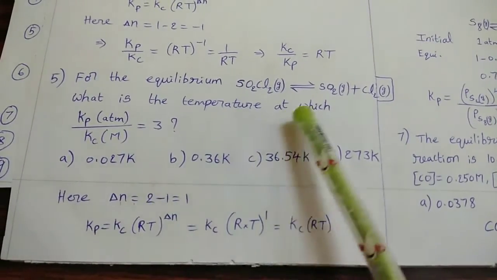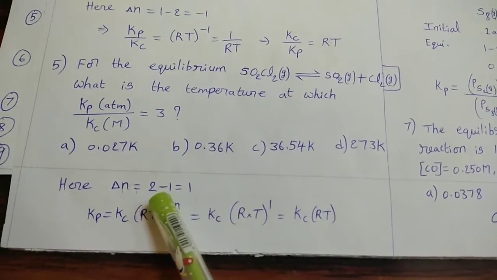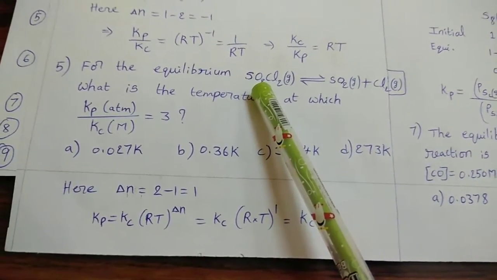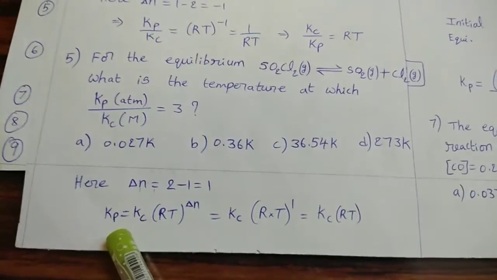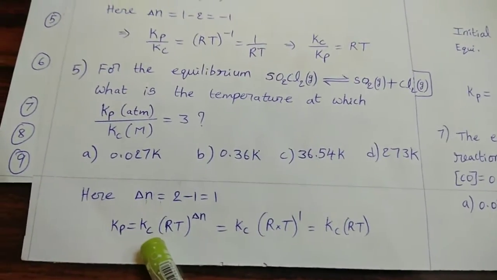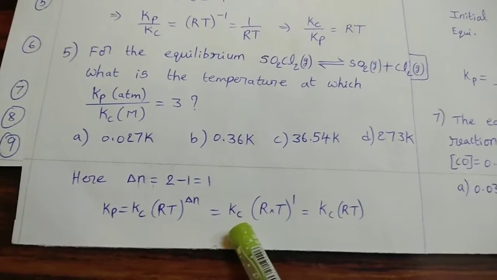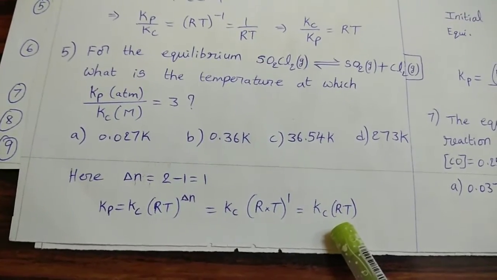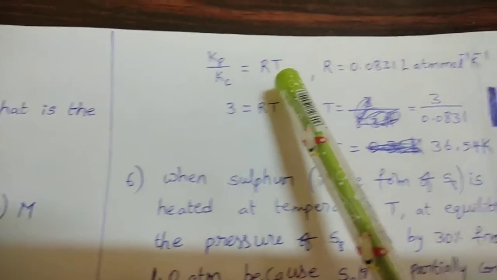First calculate delta N for this given reaction. Delta N equal to number of moles of gaseous products, 1 plus 1, 2, minus reactants number of moles, 1. So 2 minus 1 that equal to 1. Kp Kc relation is Kp equal to Kc into RT whole power delta N. So substitute delta N value: Kc into RT whole power 1 that equal to Kc into RT. From this we can write Kp by Kc equal to RT.